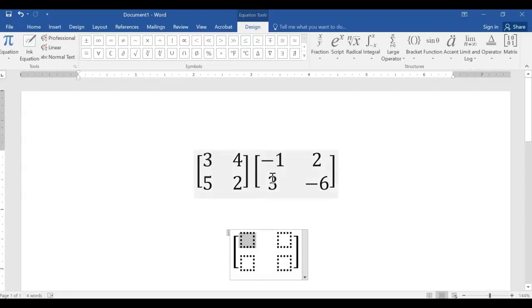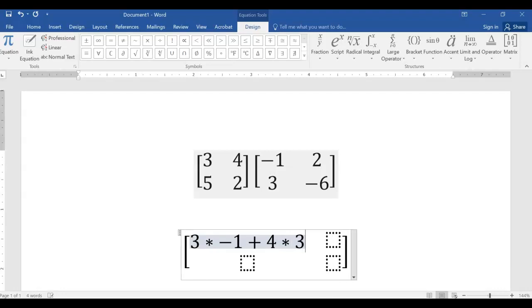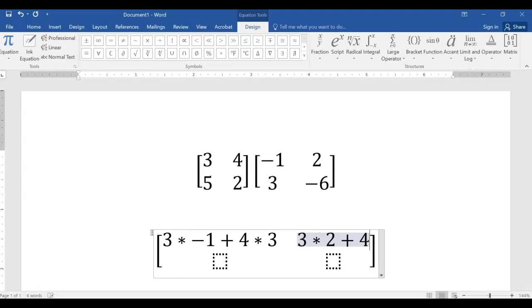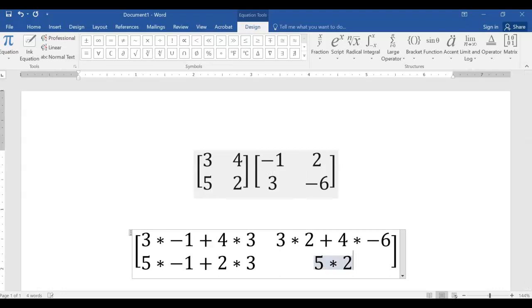So row expansion: 3 times negative 1 plus 4 times 3. That'll be my first entry. Then 3 times 2 plus 4 times negative 6. Hopefully I'm writing all this down right. Then I go to my second row, 5, 2 times negative 1, 3. So 5 times negative 1 plus 2 times 3. And then lastly, we go 5 times 2 plus 2 times negative 6. And that'll be that last entry.